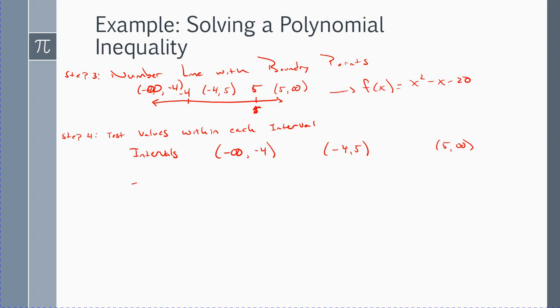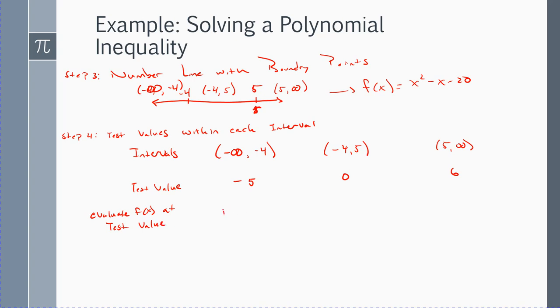Then you pick a test value. Pick any number between negative infinity and negative 4; make it easy on yourself. I'll pick negative 5. Pick a number between negative 4 and 5. I'll pick 0. Pick a number between 5 and infinity. I'll pick 6. Then you evaluate f of x at the test value.